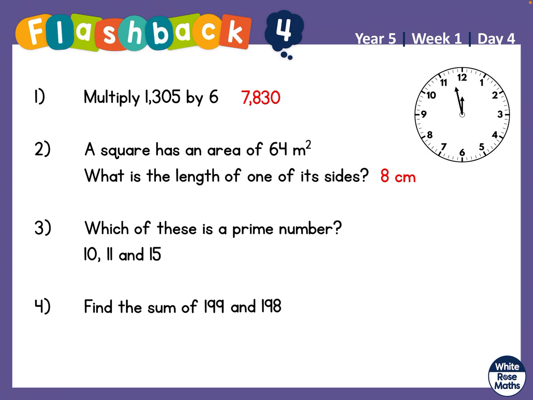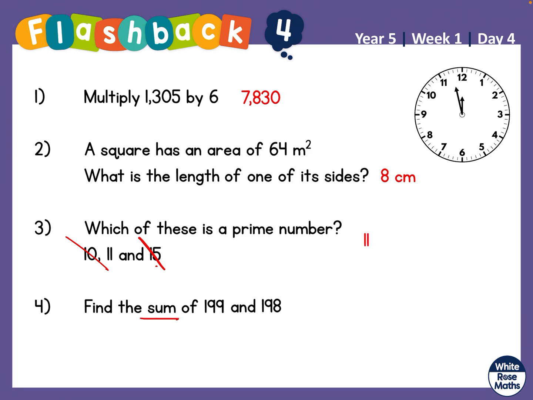Which of these is a prime number? Remember what a prime number is, it only has factors of itself and 1. So that means we can cross all of our even numbers out, because they will always have a factor of 2. And what do we know about numbers that end in a 5? They're part of the 5 times table. Cross that out, so we must be left with 11. Well done if you got that.